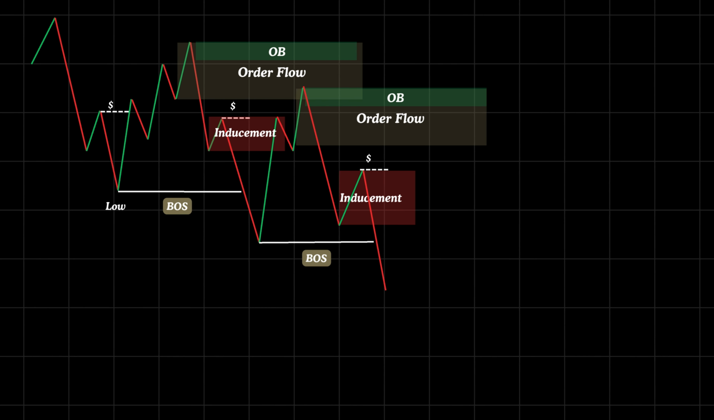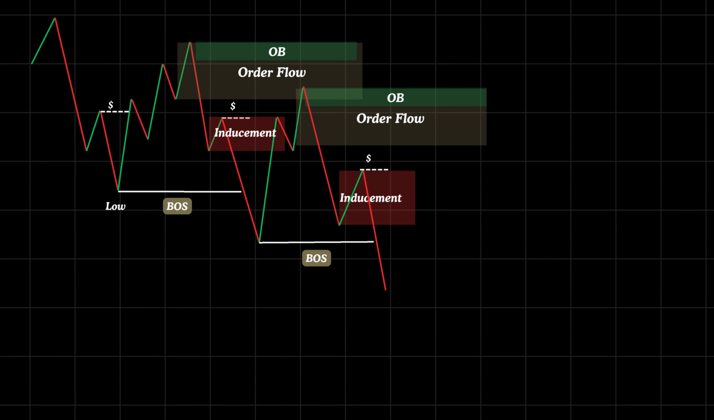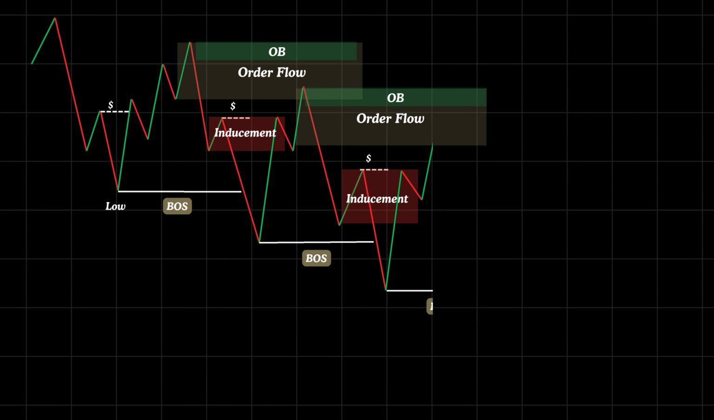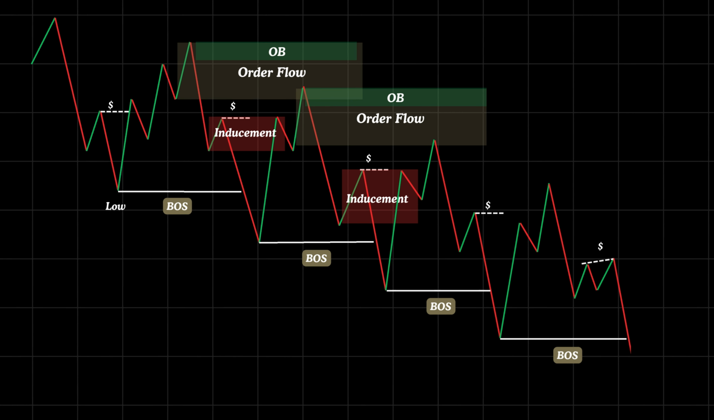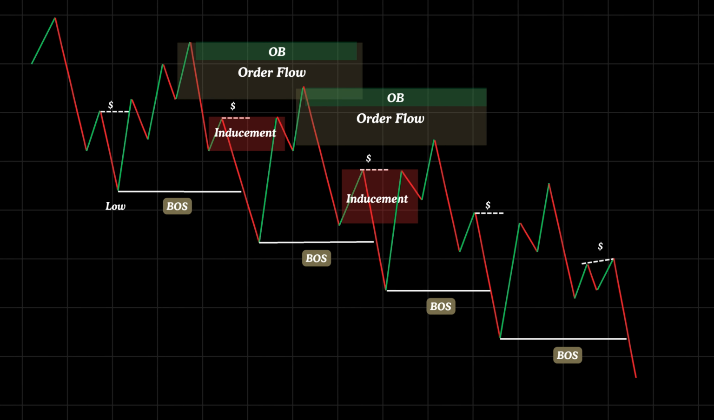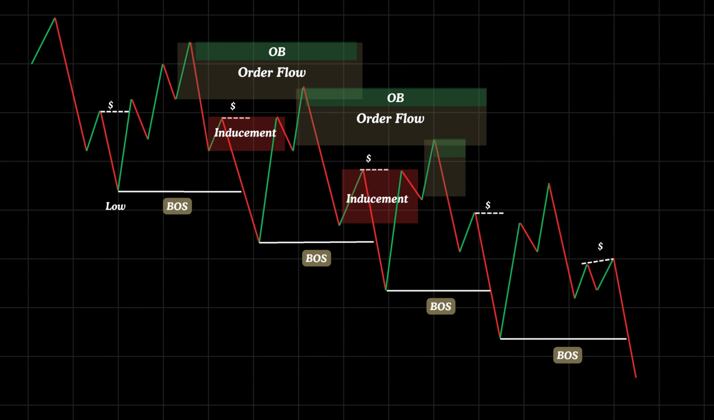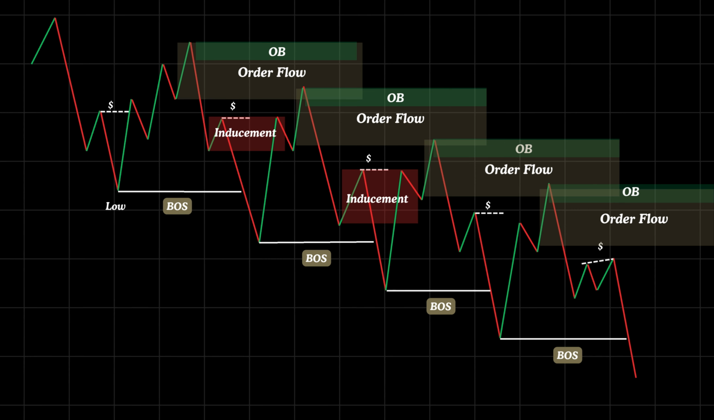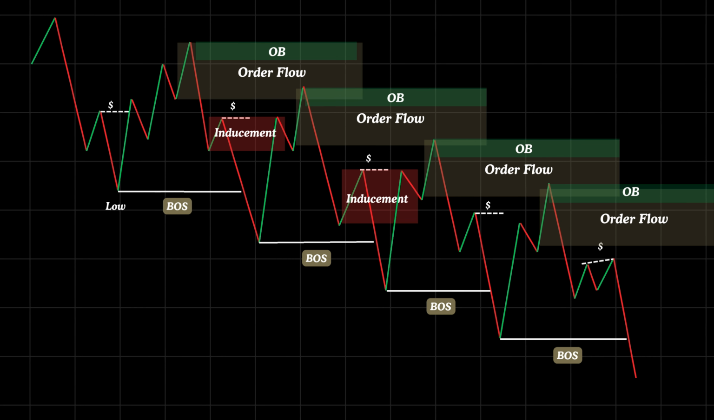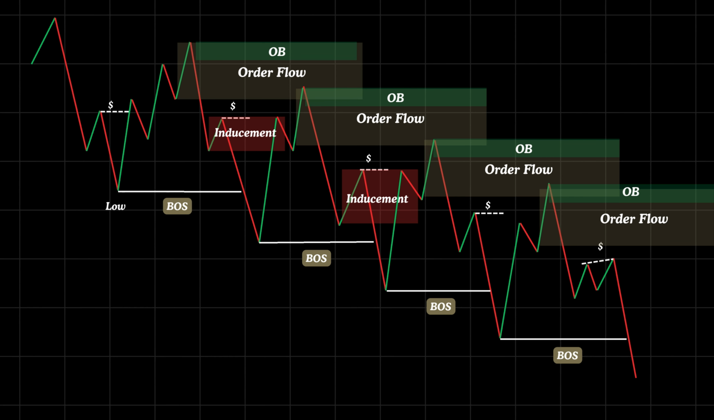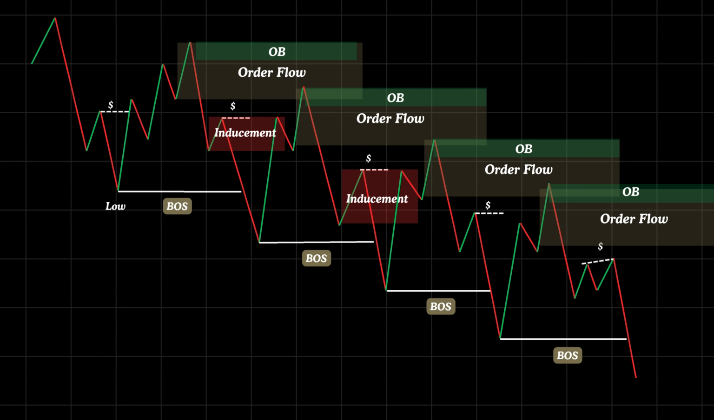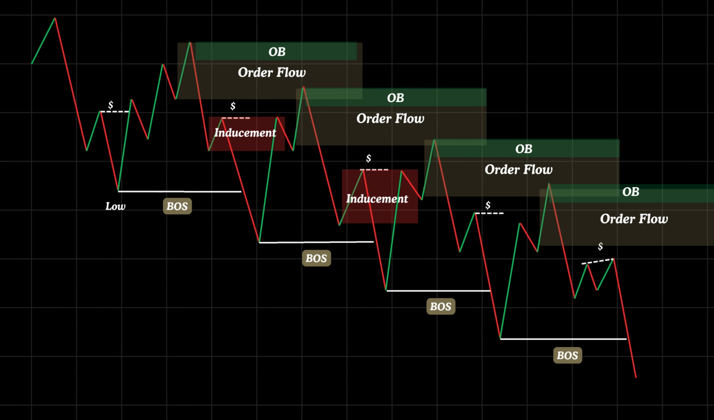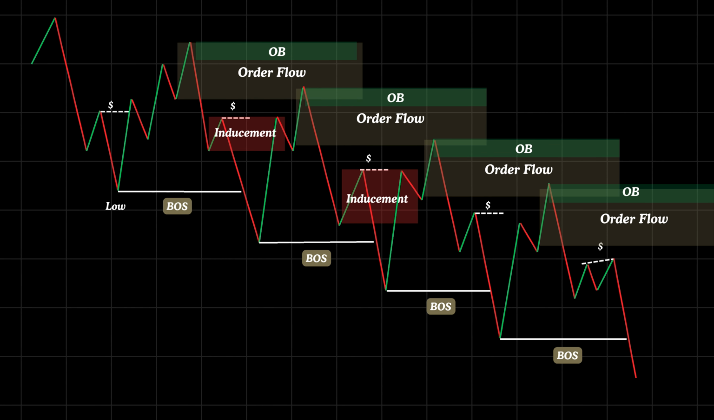Using this method, traders can minimize stop-loss size while targeting higher reward-to-risk setups, a core principle for long-term trading success. As you can see, identifying these order flow zones is fairly straightforward, but before we proceed further, let's take a moment to briefly cover the idea of inducement areas. We've already discussed this topic in greater detail in a dedicated video on our YouTube channel. For now, here's a simplified explanation of inducement areas.